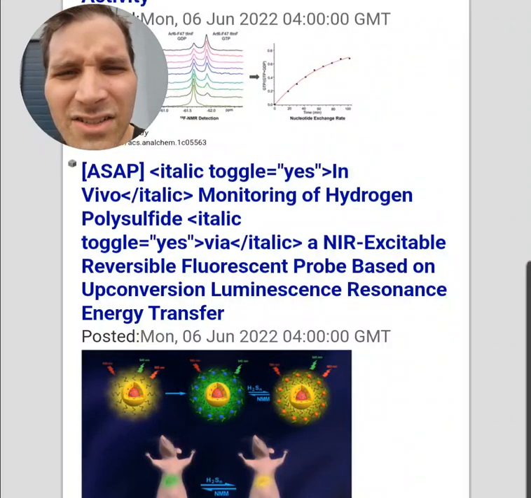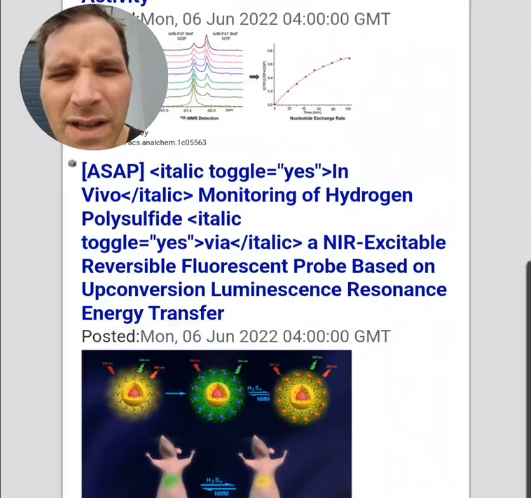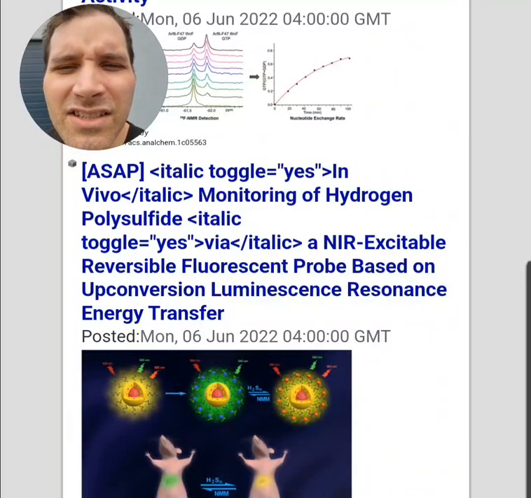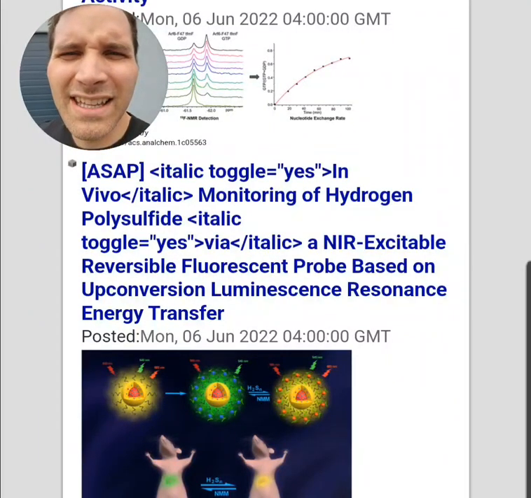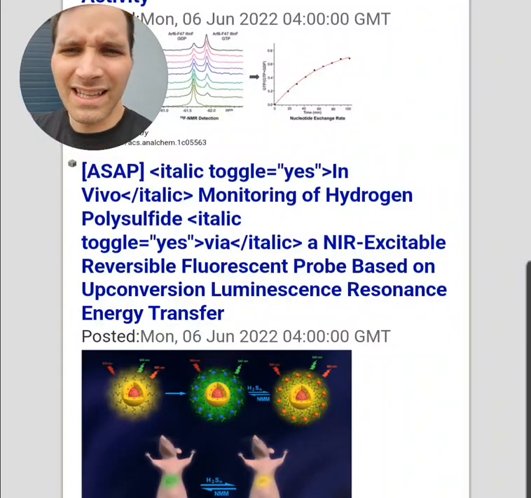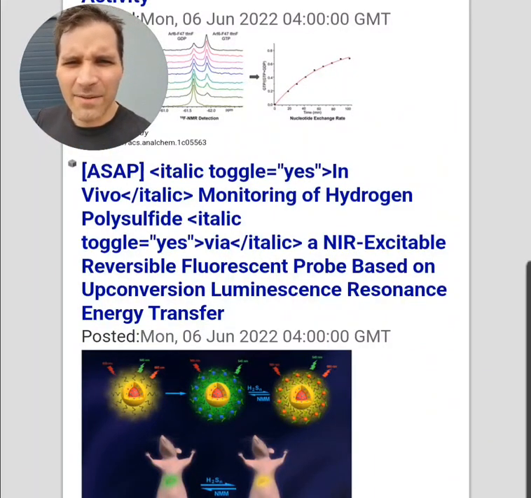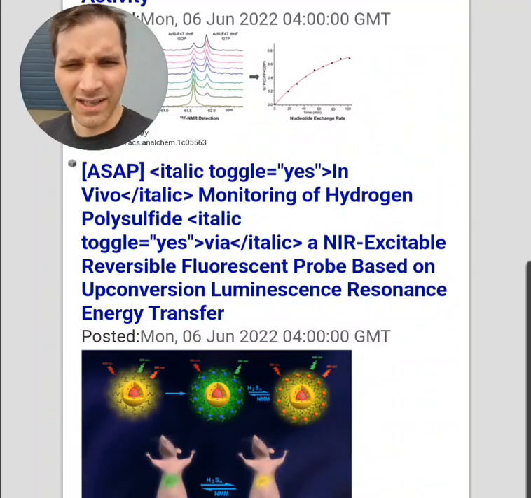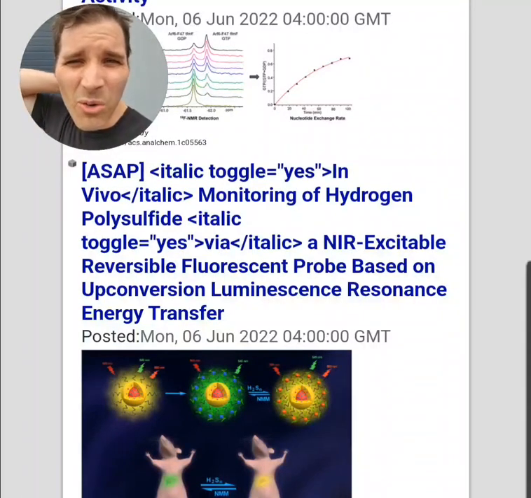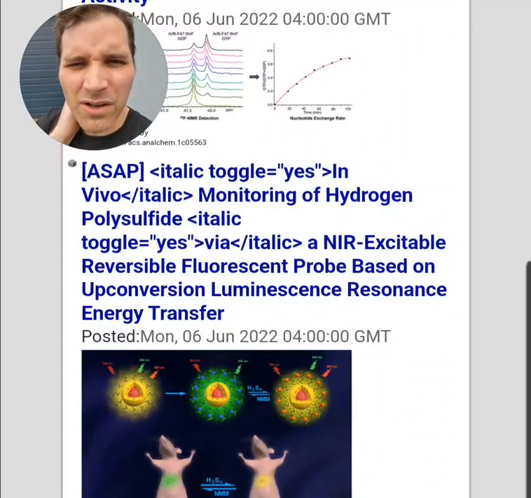I gotta love this italic toggle. Yes, I love it. So in vivo monitoring of hydrogen polysulfide via NIR excitable reversible fluorescent probe based on upconversion luminescence. Blah, blah, blah. So this is in vivo monitoring, first of all. So it's in living things. So it's monitoring in living things. And they're monitoring hydrogen polysulfide. I'm not even sure what that is, and I don't even know what its importance is in vivo.